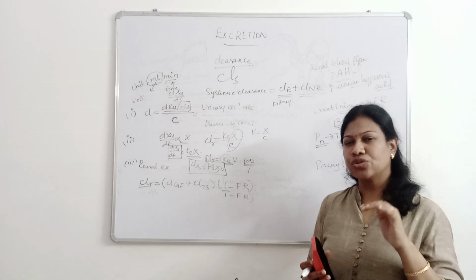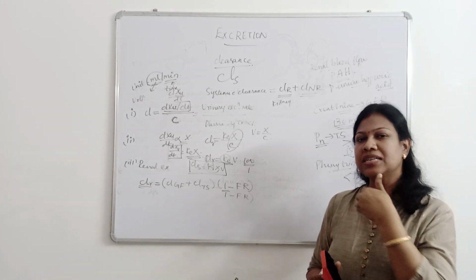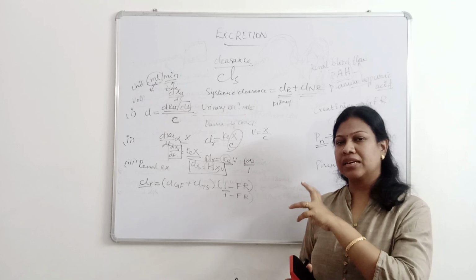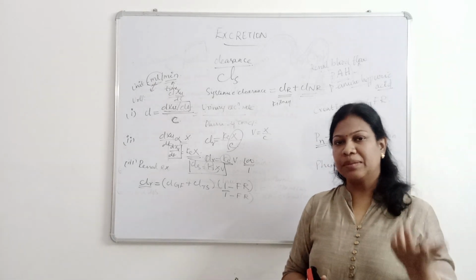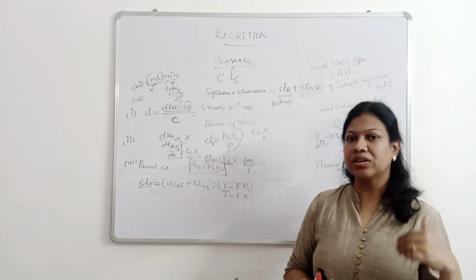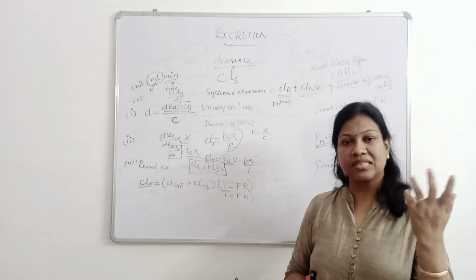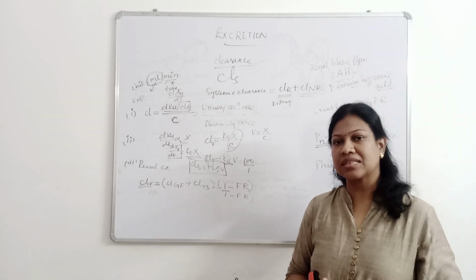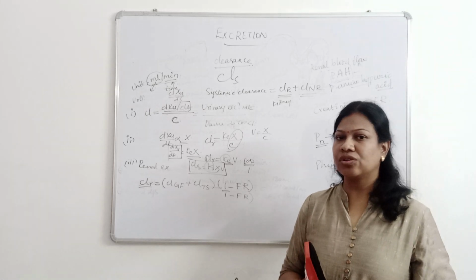So we discussed today the renal excretion processes as well as clearance: creatinine clearance, systemic clearance and renal clearance. In my next video, we will discuss non-renal excretion, like salivary, milk and biliary excretion, and pulmonary and skin excretion of drugs.